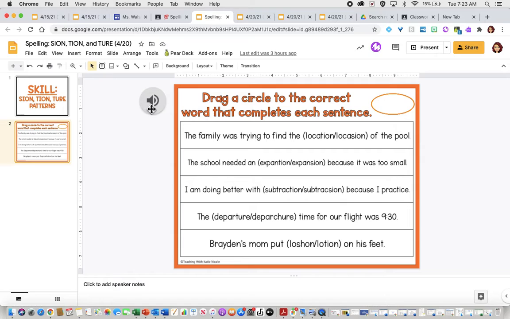All right, and so if you need the audio, make sure you pause once I read a sentence. Miss Walsh, I read all the sentences all in the same audio, and so you just need to make sure you come back and pause in between sentences.